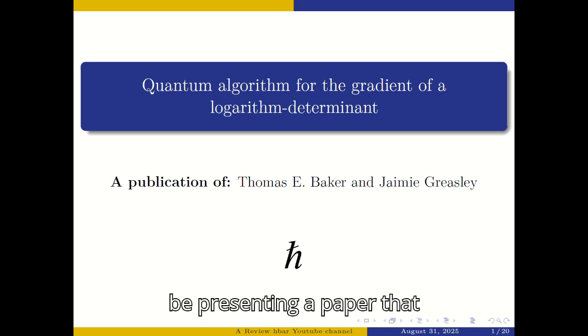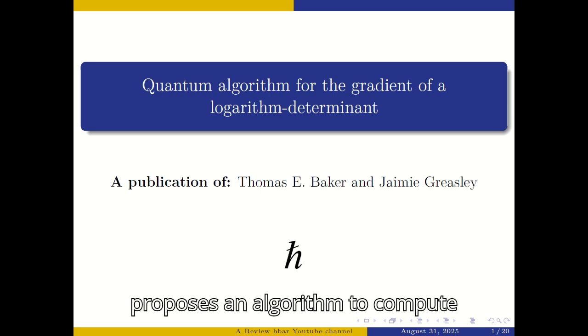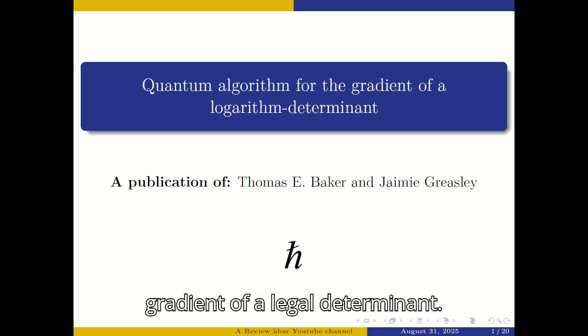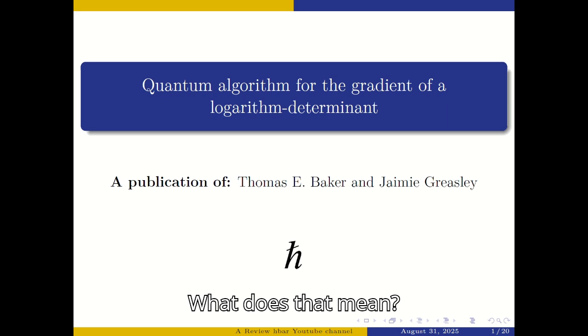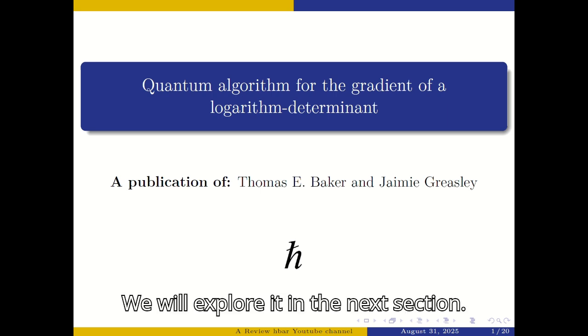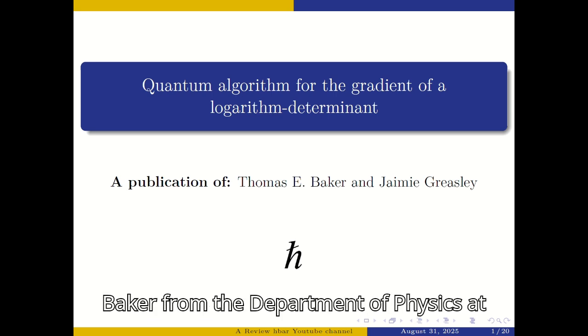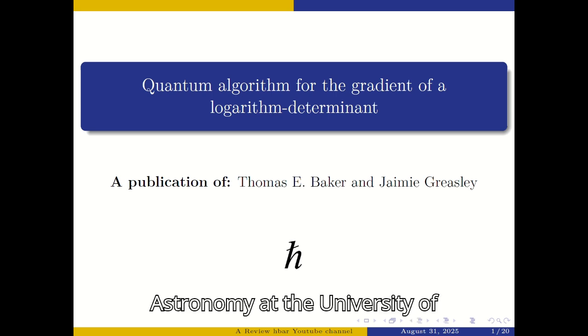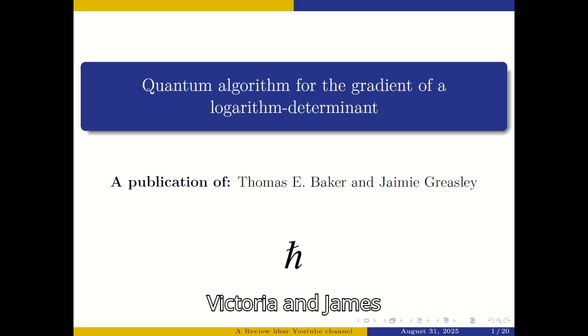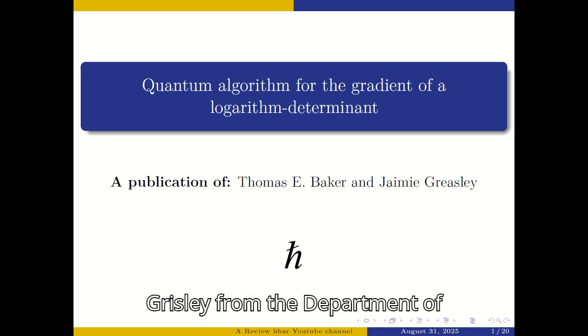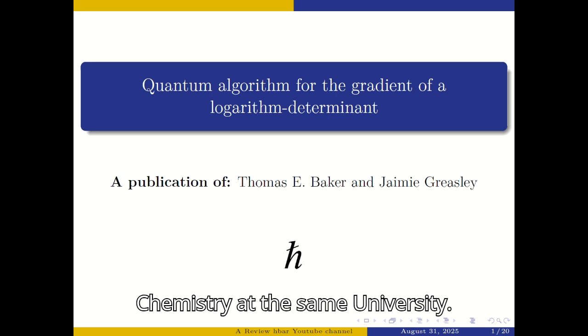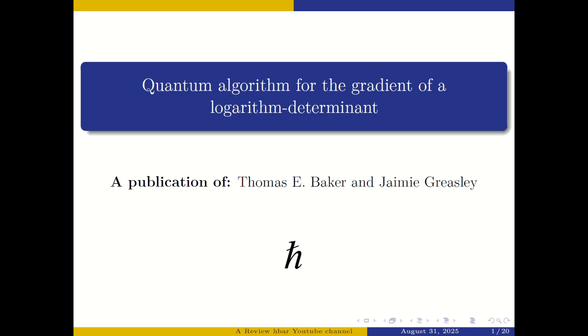Today we will be presenting a paper that proposes an algorithm to compute the gradient of a logarithm determinant. What does that mean? We will explore it in the next section. The paper was written by Thomas Baker from the Department of Physics at Astronomy at the University of Victoria and James Grizzly from the Department of Chemistry at the same university.